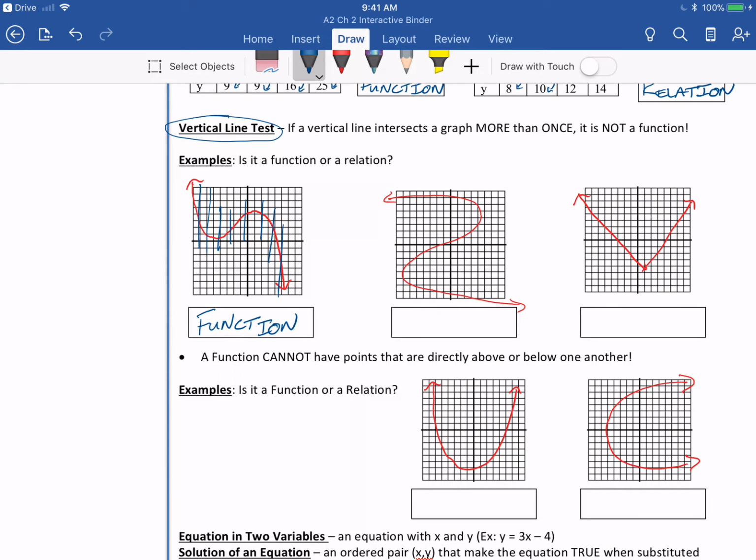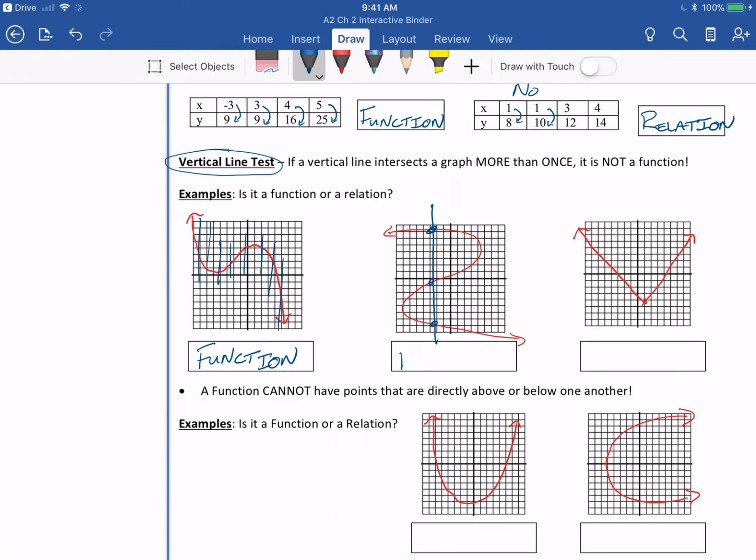The next one: if I put one vertical line right here, how many times does that hit the graph? It hits it 1, 2, 3 times. So this is not a function. This is a relation.